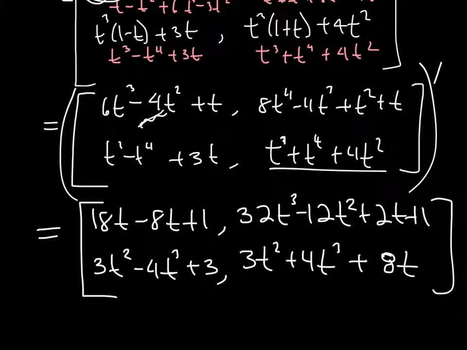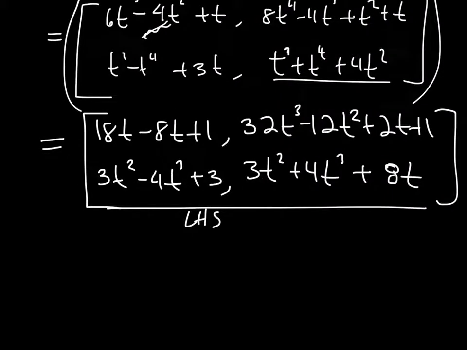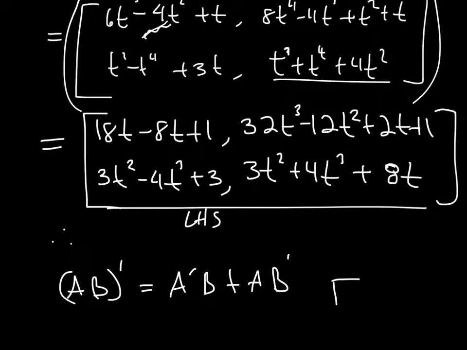And is that the same matrix valued function we obtained in the first, on the right-hand side? And it is. This is my left-hand side. Therefore, AB prime is equal to A prime B plus A B prime. So we're done. End of proof, or I actually shouldn't say proof because again it's a specific A and B. So you're proving it for these two specific matrix valued functions.